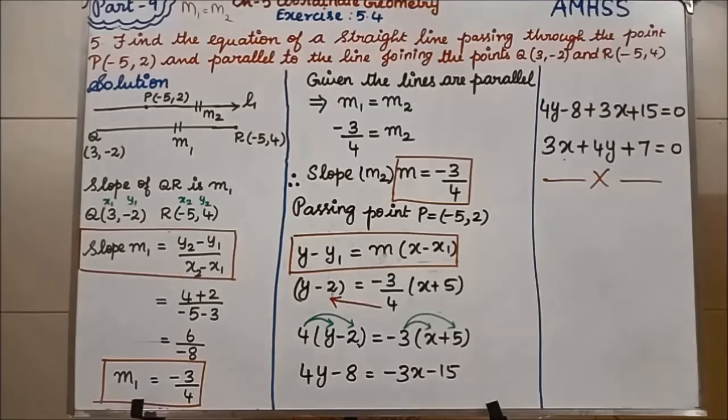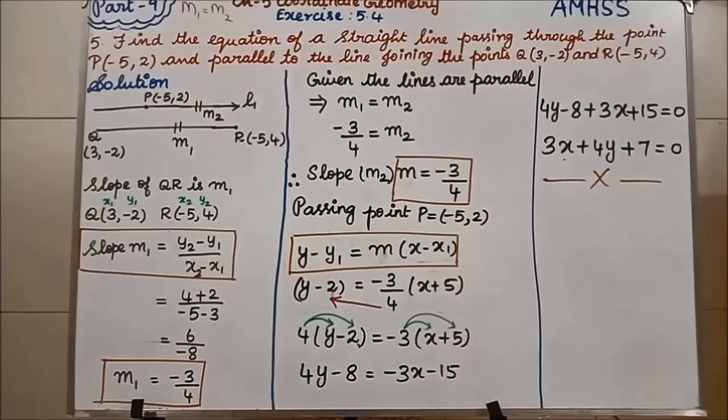Students, in exercise 5.4, so far what are the formulas we read from exercise 5.1 to 5.3? All the formulas we will apply in this problem. Only if you are thorough in the exercise 5.2 and 5.3 formulas, it is very easy for you to learn this exercise 5.4. Students, in the board exam, surely you will get one question from exercise 5.4. So if you have to attend this exercise 5.4, first you have to be thorough in exercise 5.2 as well as 5.3. Clear?